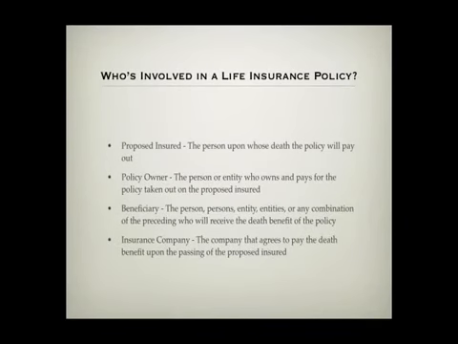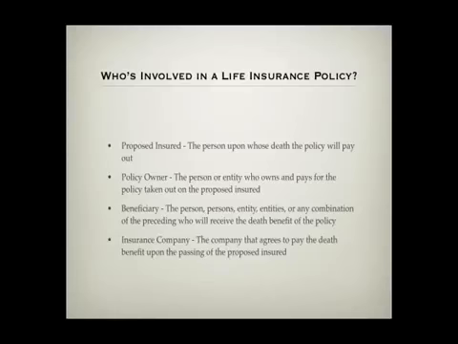Who are the main parties involved in a life insurance policy? First, we've got the proposed insured. This is the person upon whose death the policy will pay out. The person who has to die for the death benefit to be released. Your policy owner is the person who owns and pays for that policy. Now, generally, your policy owner and your proposed insured are going to be the same person, but it could be different sometimes. For instance, if a parent has a policy on a younger child, or in a buy-sell agreement where two partners in a business have insurance on each other.